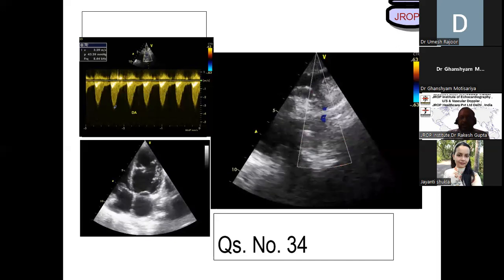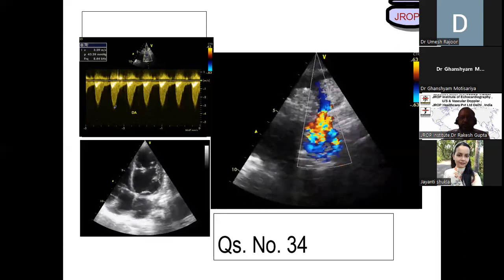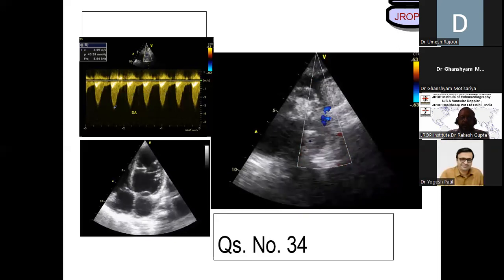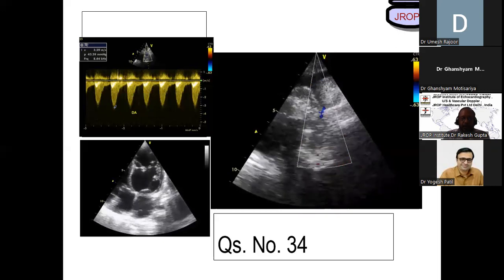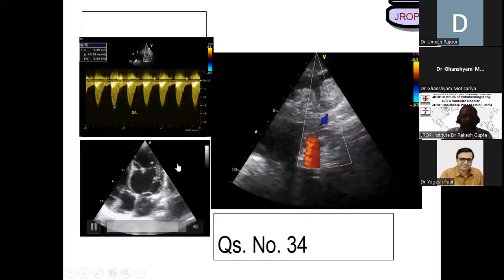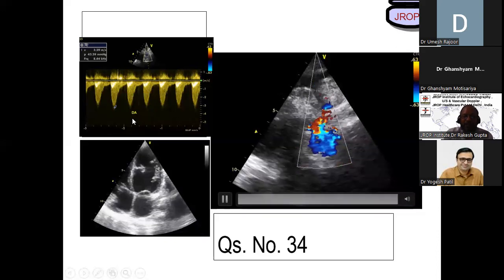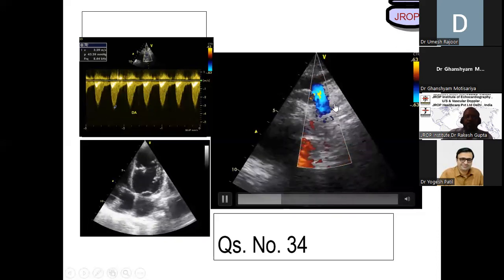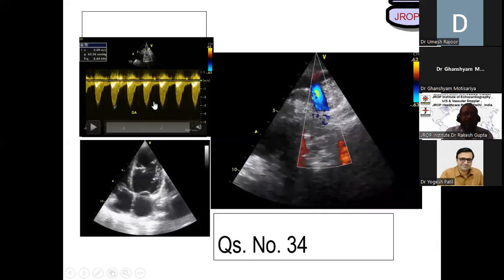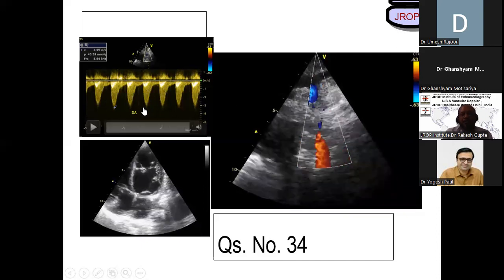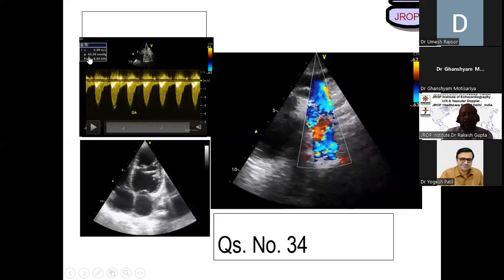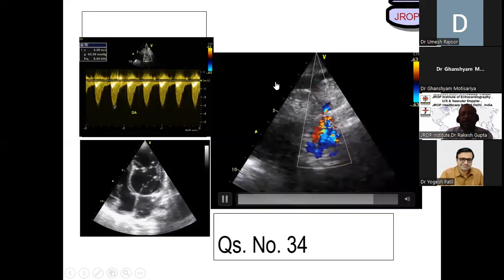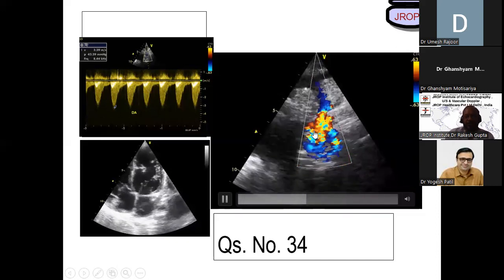Dr. Yogesh, the LV systolic function is poor. So what will that reflect in these pictures? The gradient across the descending aorta would be underestimated. Yes, the gradient would be much more than that. That's what this picture is trying to tell you.